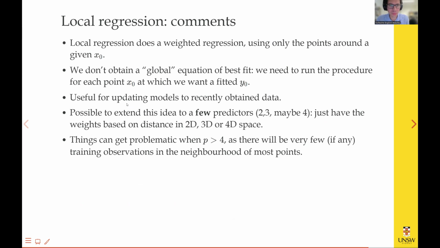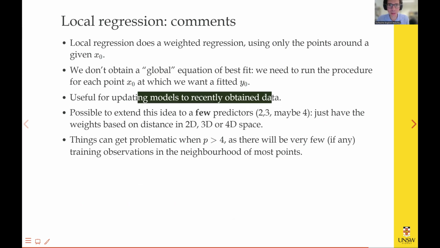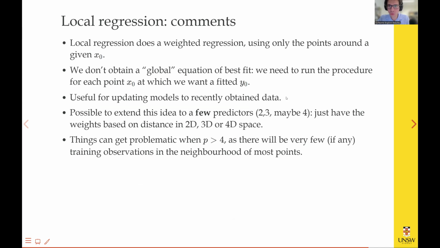Used for updating models to recently obtained data. Well, yes. If you get just a few new data points that are in a specific range for x, then you don't need to refit your orange curve completely. You can just refit it for where those new x's are.